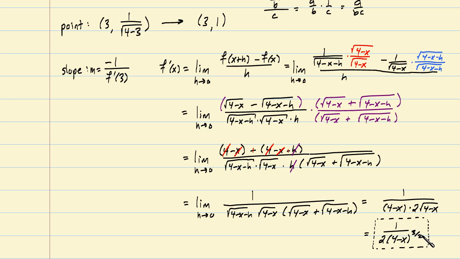However, that's not our final answer. Remember, we just wanted the formula for the derivative, the formula for f prime of x, so we could figure out what f prime of 3 is. So the slope here should be negative 1 over f prime of 3, which means I need to plug in 3 here. Of course, 4 minus 3 is 1, 1 to the 3/2 power is 1, so we're looking at 1/2. So the slope we require is negative 2.